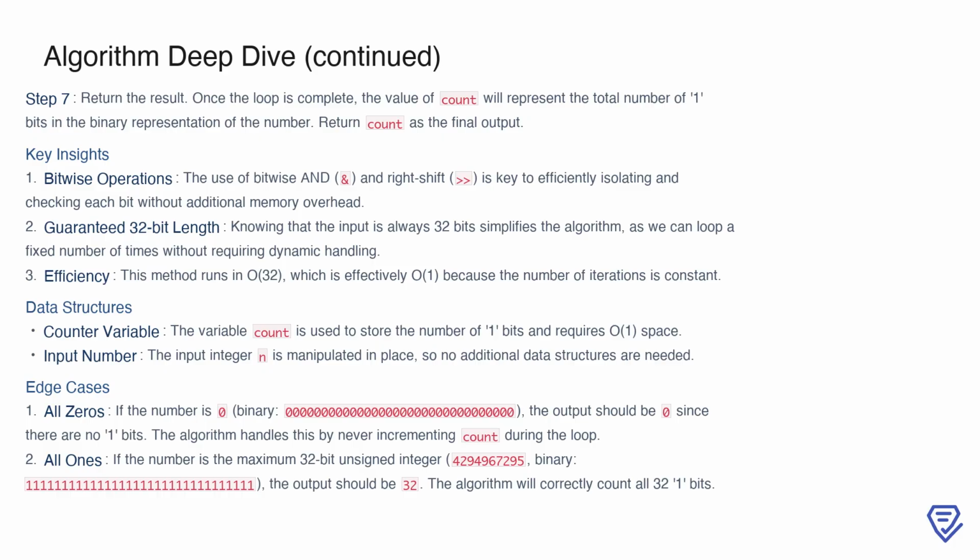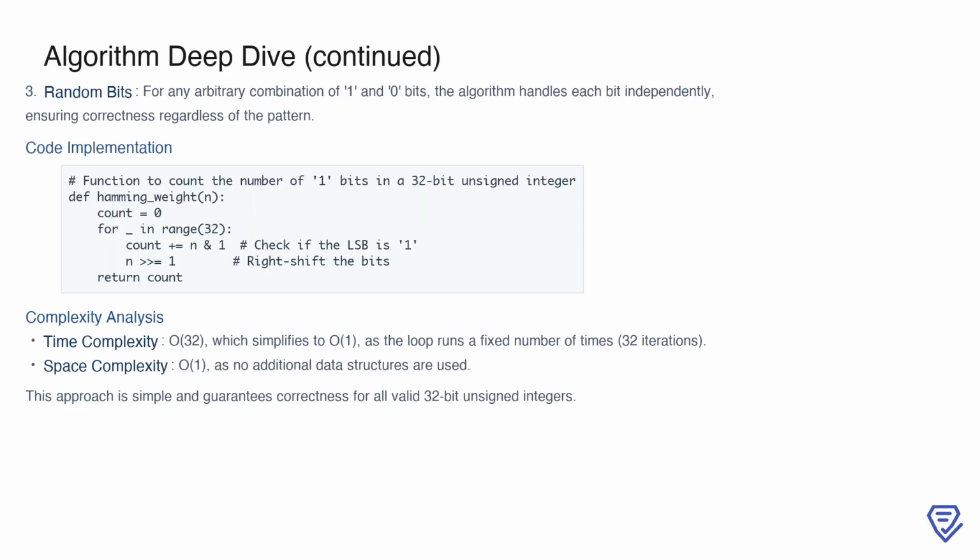On the other hand, if the input is the maximum 32-bit unsigned integer, which has all 32 bits set to 1, the loop will count all 32 bits, and the result will be exactly 32. This approach is robust enough to handle any arbitrary combination of 1 and 0 bits. Regardless of the pattern, each bit is treated independently, ensuring the correctness of the algorithm.